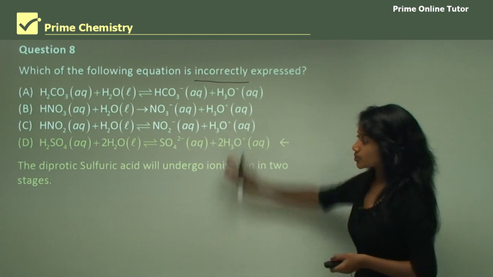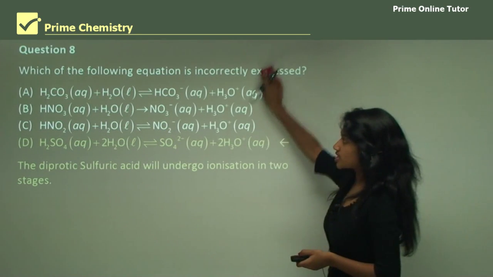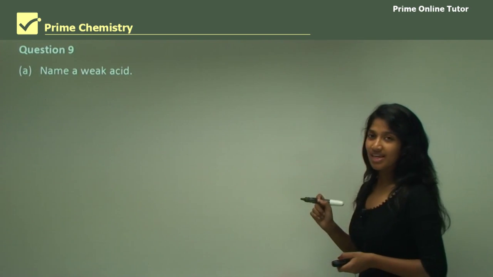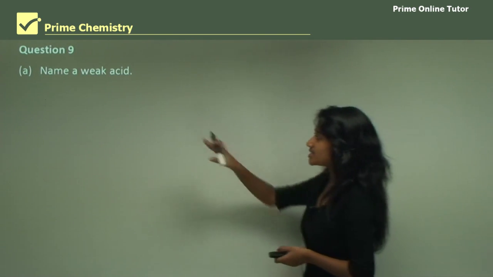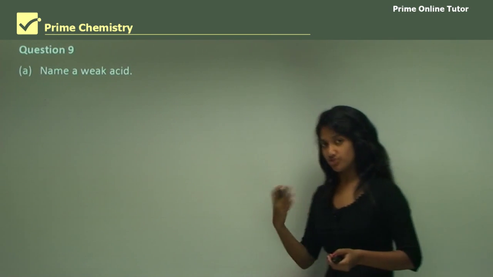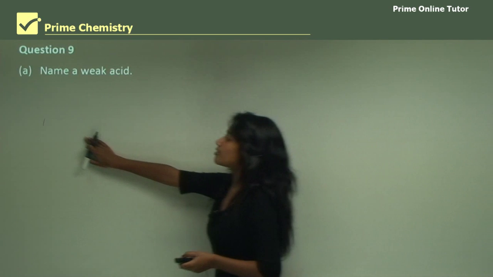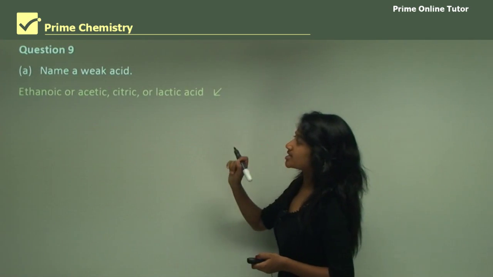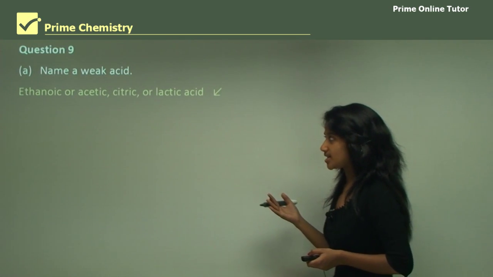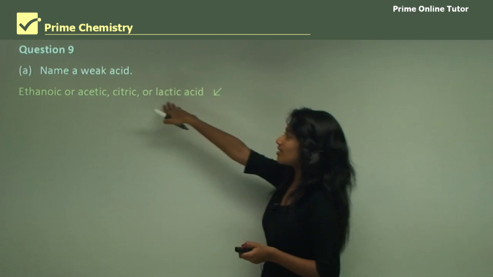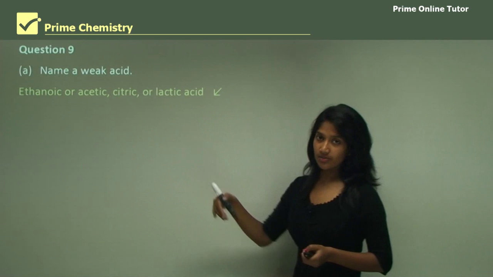Now let's move on to question 9. Question 9 has 2 parts. First part, name a weak acid. Now this is pretty simple. It says name, so name is just to identify it with 1 word. So the example we have here is ethanoic acid or acetic acid, or you could have citric acid or lactic acid. So any of these is fine.